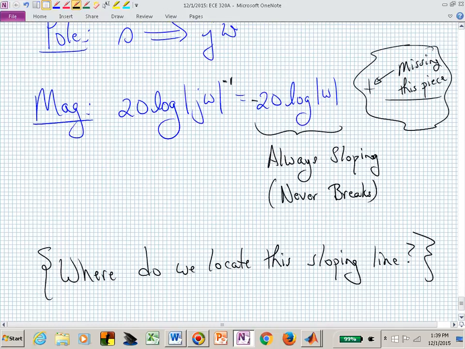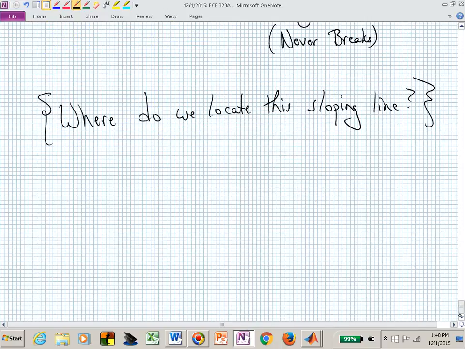Can you find a convenient value of omega that would tell you the value of that dB number relative to a particular omega? You could really pick any omega you wanted, and that will give you the magnitude. But if you pick omega equal to 1, log of 1 is 0. So now you know you're going through 0 dB, where? At omega equal to 1. That's our convenient value. Now you know exactly where to pin that sloping line, right at 0 dB and omega equal to 1.